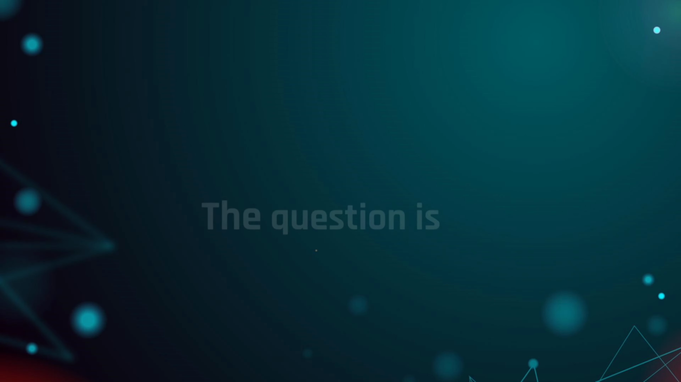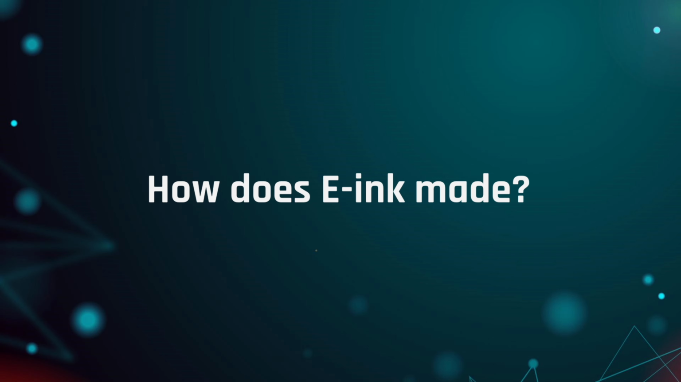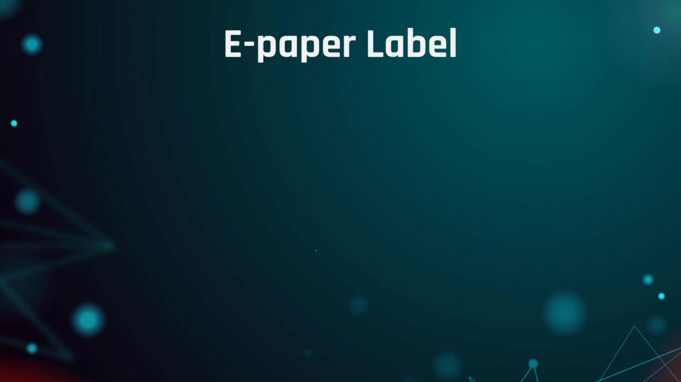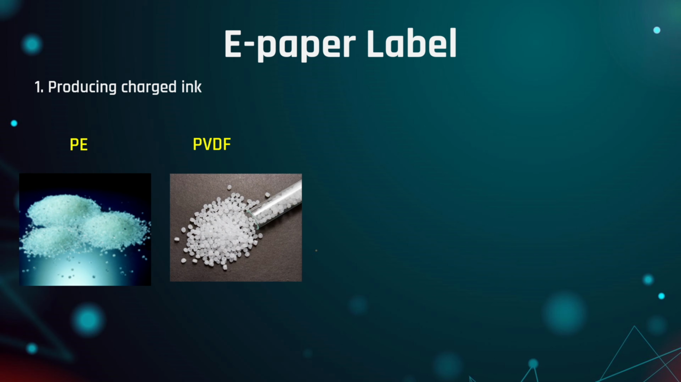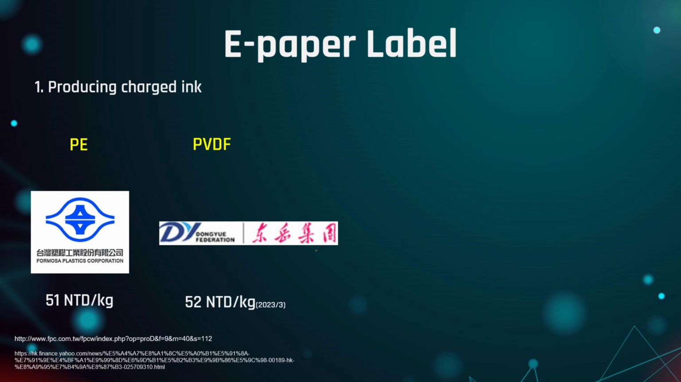The question is, how is e-ink made? There are two main steps to produce e-ink. The first step is producing charged ink. Ink particles are made out of PE, polyethylene, and PVDF, these two kinds of polymer, and these are their appearances, and following are their structures, and the following is their main supplier and their prices.